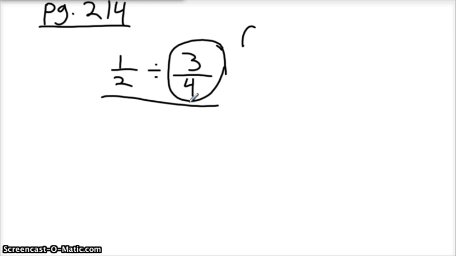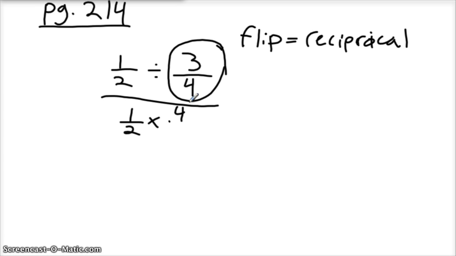So when I say flip, what that means, the math word is reciprocal. You're finding the reciprocal. So what you do is you only flip the second one. When you find the reciprocal, you turn it into a multiplication problem, and you treat it the same. So you can do 1 times 4, or you could cancel it out and find the common factor, so then you end up with 2 over 3.